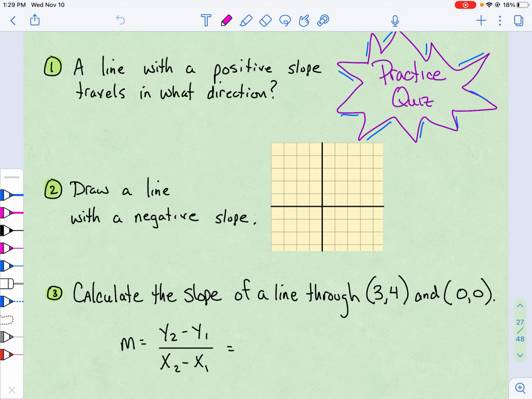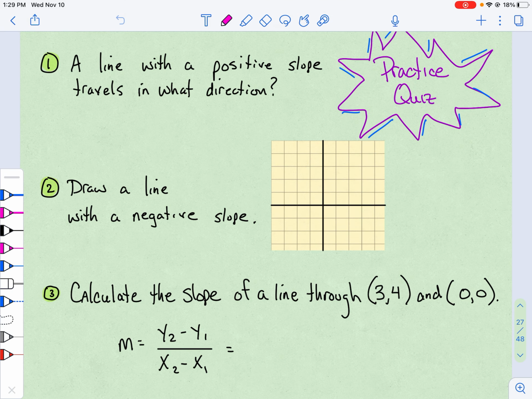All right, let's get into it. If you're checking your answers, here we go. A line with a positive slope, number one. Positive slope travels in what direction? Positive slopes always go up and to the right. So you can either say up and right, or you could say right and up. Either way is okay with me, as long as you're talking about moving up and right.